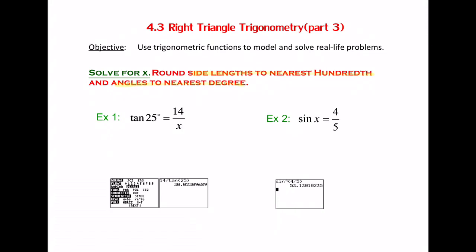Alright, so the first one we're going to look at is tangent of 25 degrees is equal to 14 over x. So to solve this equation, we want to get rid of the denominator of x. So multiply x to both sides. That would be x tangent of 25 degrees is equal to 14. And then here is where we can divide by that quantity, tangent of 25 degrees.